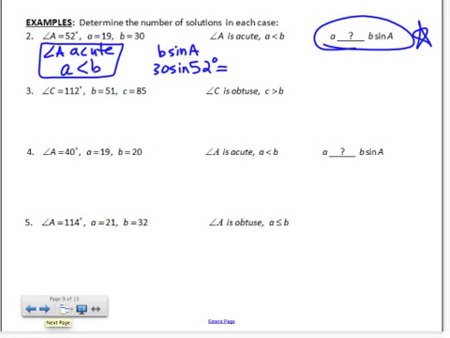Okay, so that means that A, which is 19, is smaller than B sine A, which is 23.6. So what does that mean? So that means there's no solution.